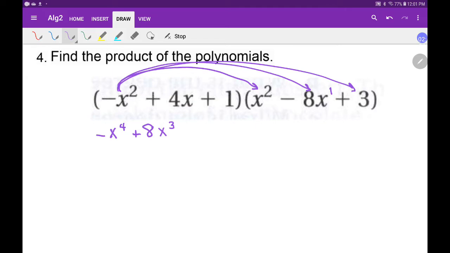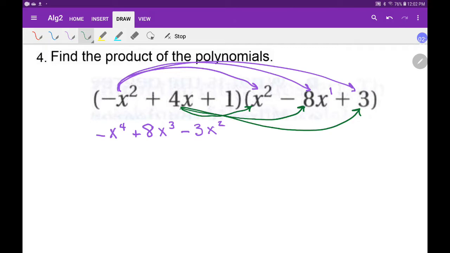And then we have negative x squared times positive, so negative again, times 3, and there's no x to collaborate with, so there we go. That's the purple. Now, 4x times the x squared, and 4x times the negative 8x, and 4x times the 3.